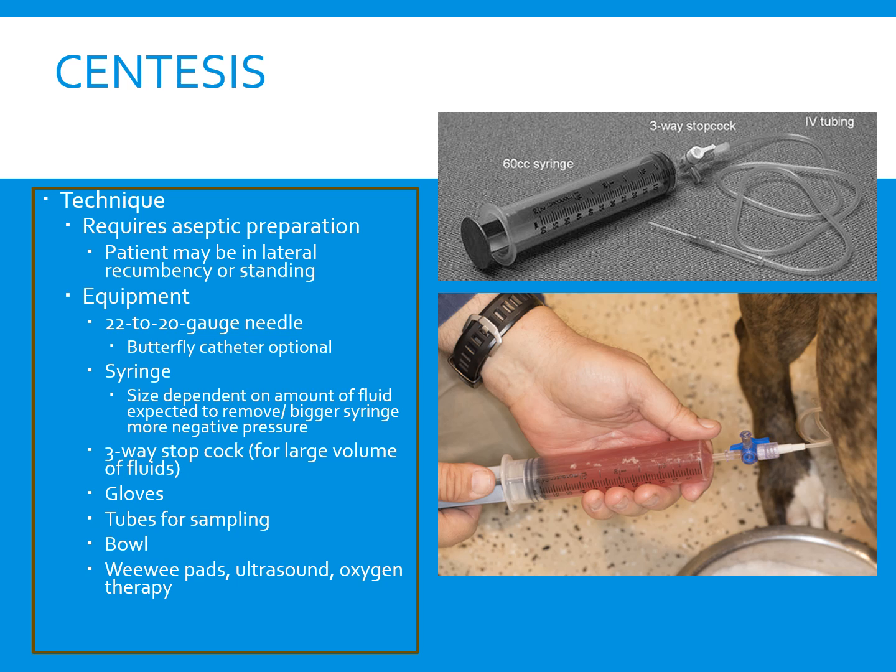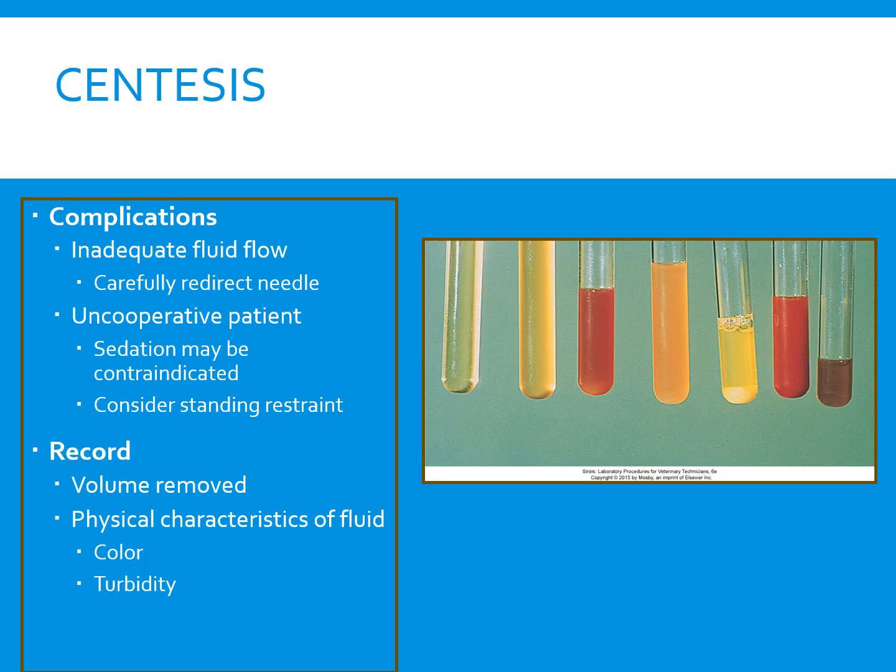Some complications that may occur during a centesis is inadequate fluid flow. If there's a lot of fluid in that abdomen, it's going to come out relatively easily. If there's a small amount, it may be more difficult. Also, sometimes the needle may be up against the body wall or an organ. And this is one reason why the butterfly needle is helpful, because you can hold on to it a lot easier and move it around a little bit. Also, the patient may move. They may be uncomfortable. Sedation may be needed for this.